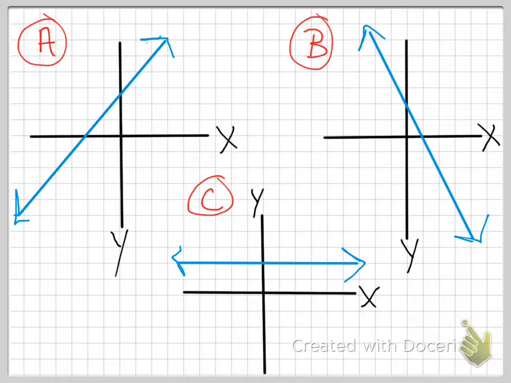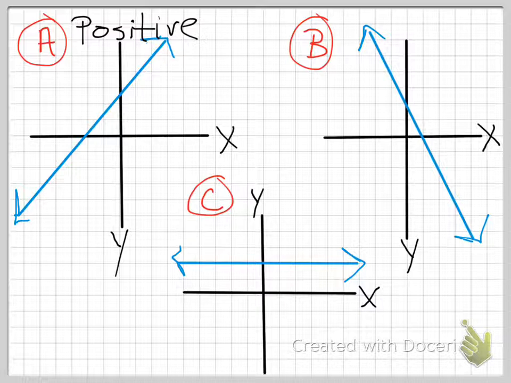Well, basically, how is it slanted? The difference between each one of these lines on these graphs is how it's slanted. Okay? So we need to make sure that we always read the graph left to right. So in A, my line is slanting, it's going up and to the right. So I would say that this has a positive slope because it's going up and to the right.